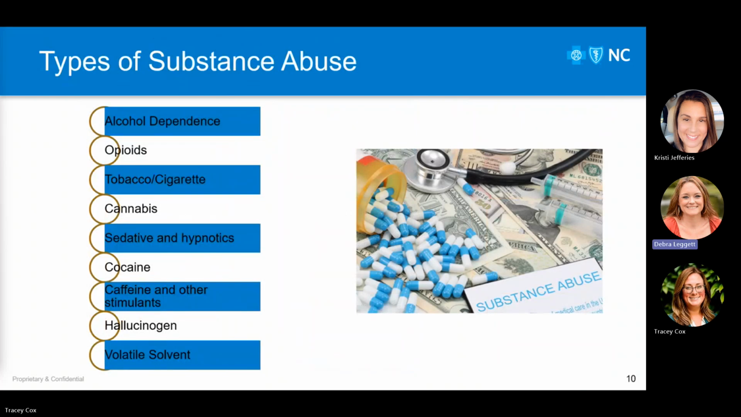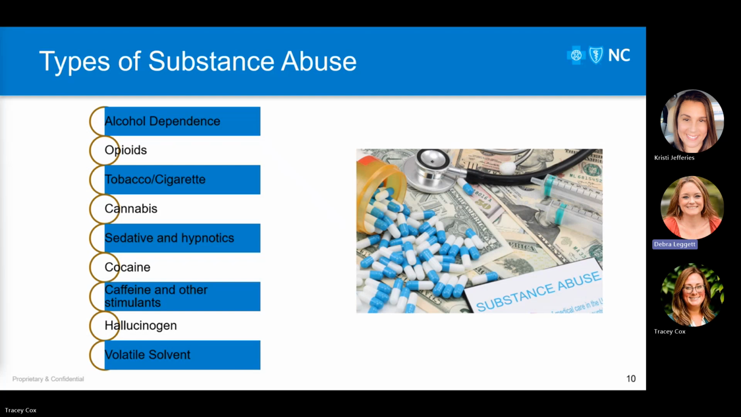Substance abuse includes various categories, each with unique risk and characteristics. Alcohol dependence involves a strong craving and difficulty controlling intake, leading to serious health issues like liver disease. Opioids, including prescription painkillers and heroin, have a high potential for misuse and overdose, contributing to the opioid crisis. Tobacco use, primarily through cigarettes, is a leading cause of preventable death due to risks like lung cancer and heart disease. Cannabis, used both recreationally and medicinally, can lead to dependence and cognitive issues.